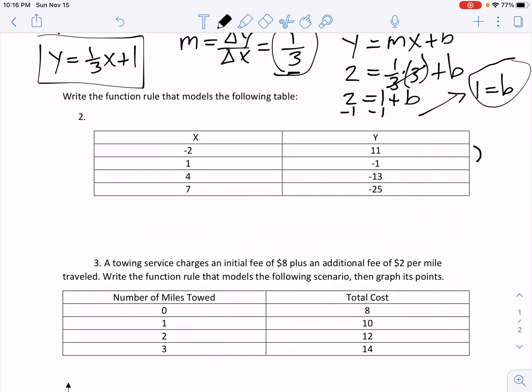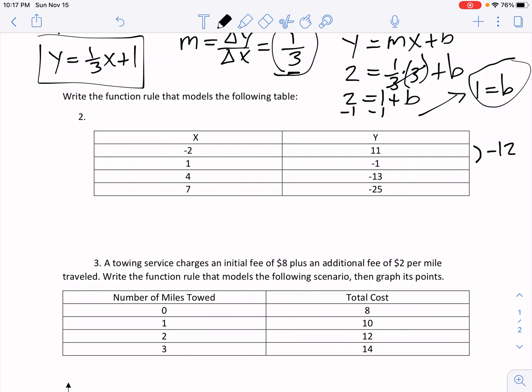What do I have to add or subtract from 11 to get to -1? Okay, what do I have to add or subtract from -11 to get to -1? Well, don't I have to subtract 12? Okay, so -11 plus -12, or you can think -11 minus 12, gets me to -1.